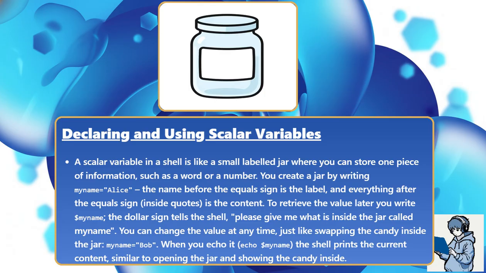You can change the value at any time, just like swapping the candy inside the jar. my_name="Bob". When you echo $my_name, the shell prints the current content, similar to opening the jar and showing the candy inside.